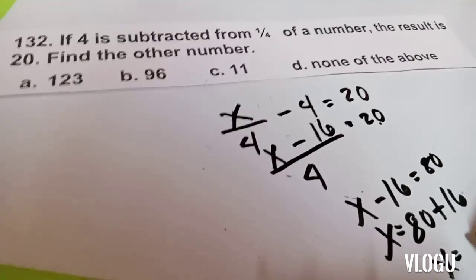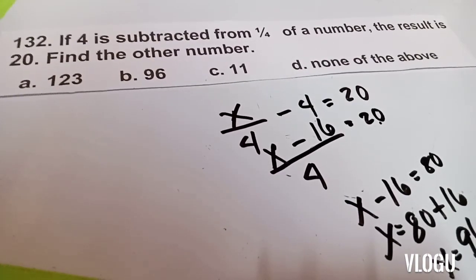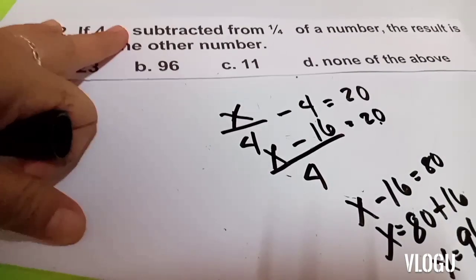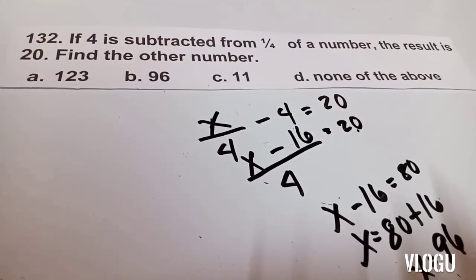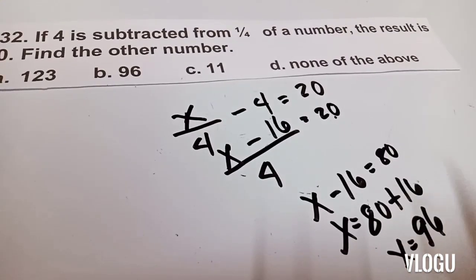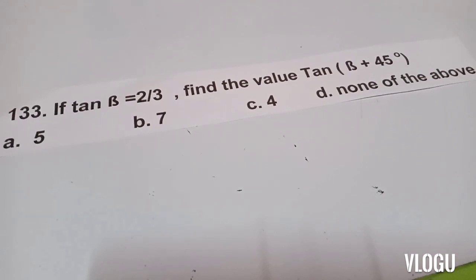So, x will become 96. So, the answer is letter B. Take note. The answer is letter B. Okay, let's proceed for 133.